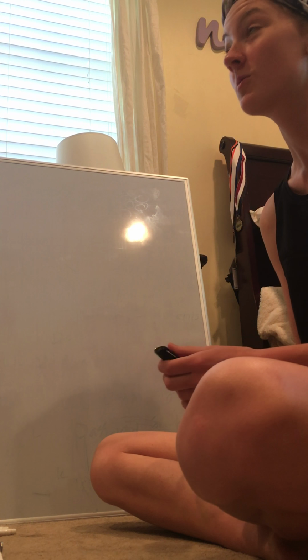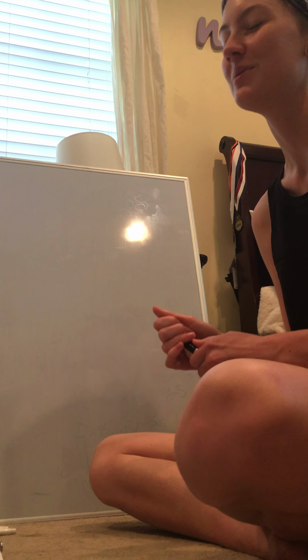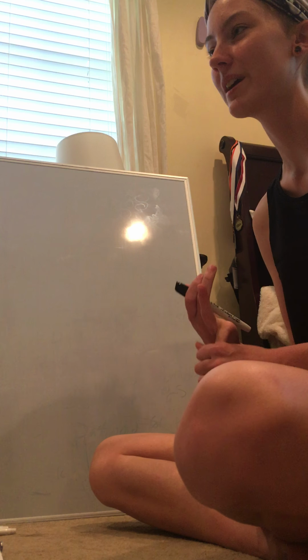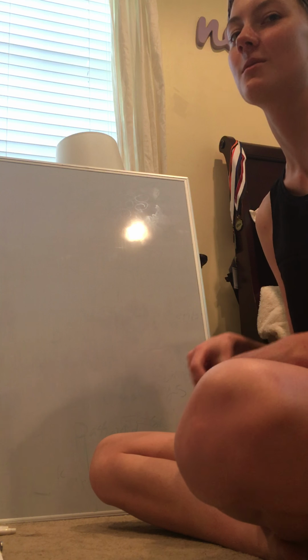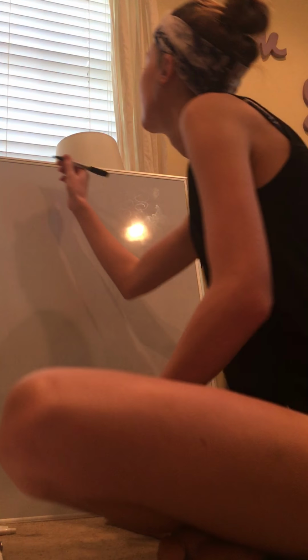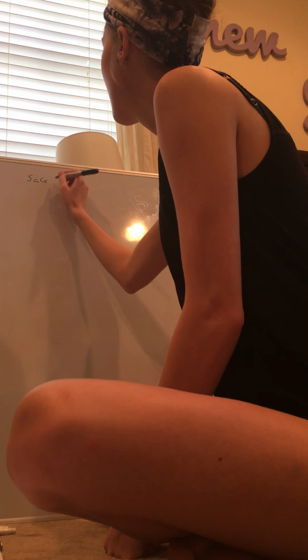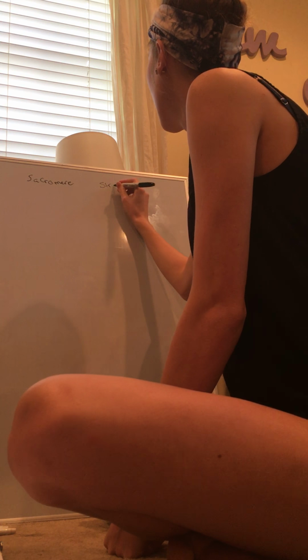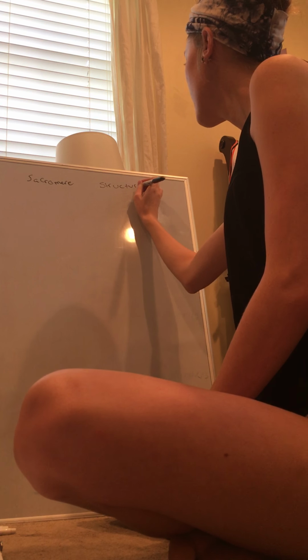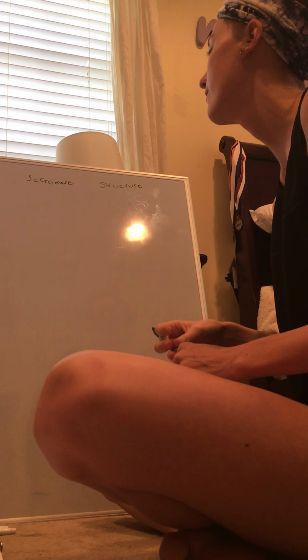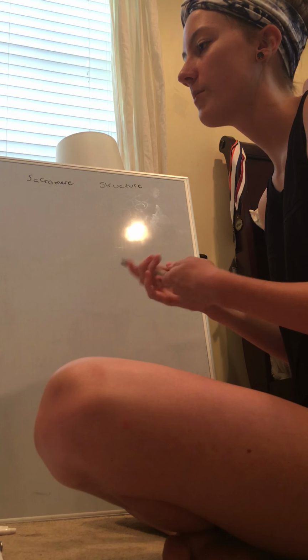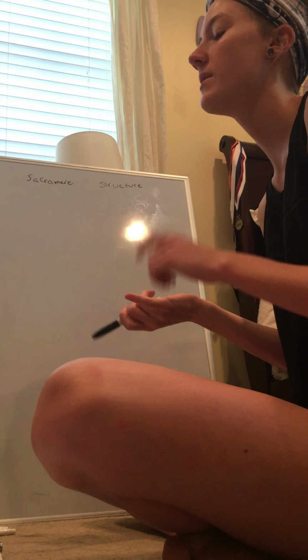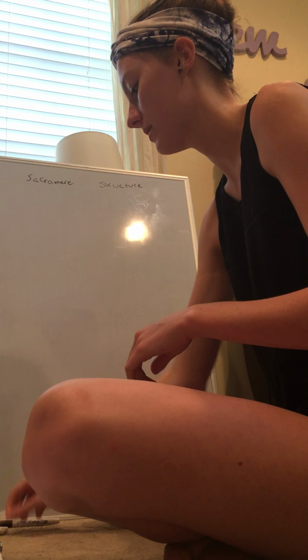Okay. In order to understand the sliding filament model, we need to first go over the structural organization of a sarcomere and some of its key components. So we're going to start with sarcomere structure. The whole thing could be considered a myofibril, and then individual components of it are myofilaments, so thick and thin. They're composed of actin and myosin.